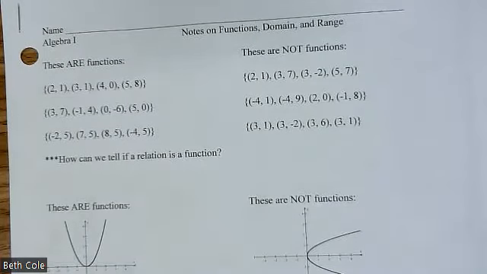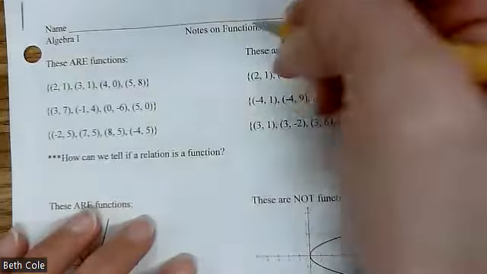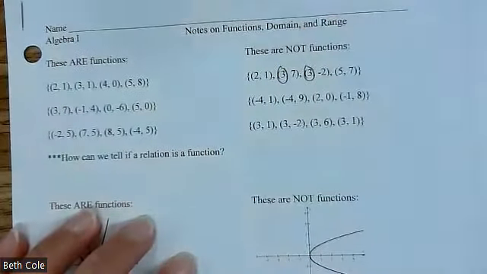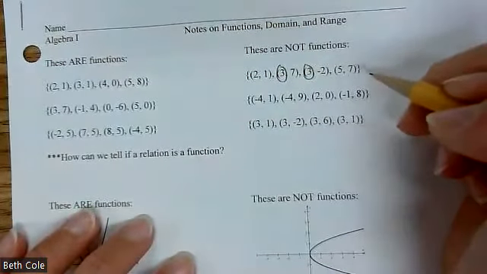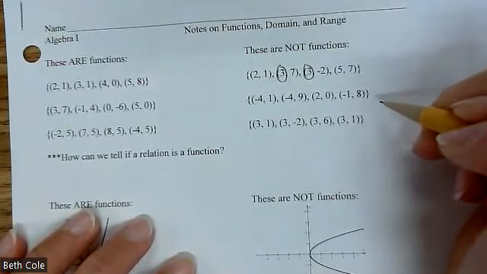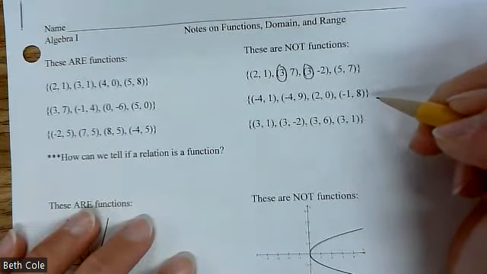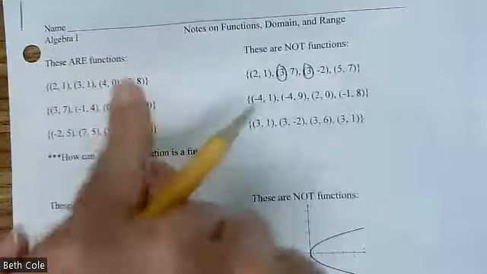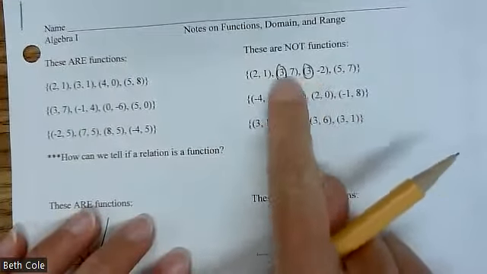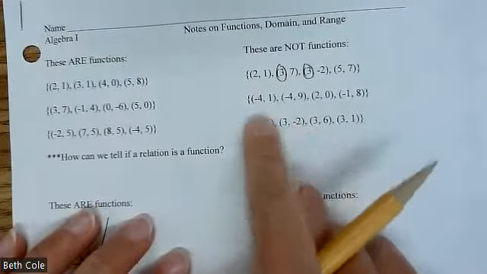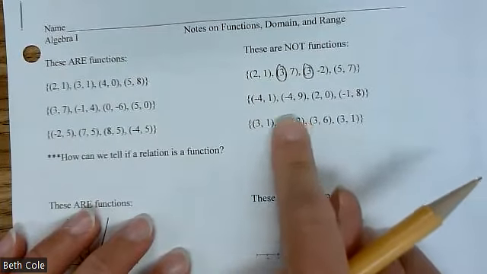It has two 3s, so that doesn't make it a function. Do you guys notice how there's two 3s? And then can you tell me what's wrong with one of the other ones? We're just doing, is it a function? These ones are functions, these ones are not. So that's the problem with this one. What's the problem with some of the other ones?